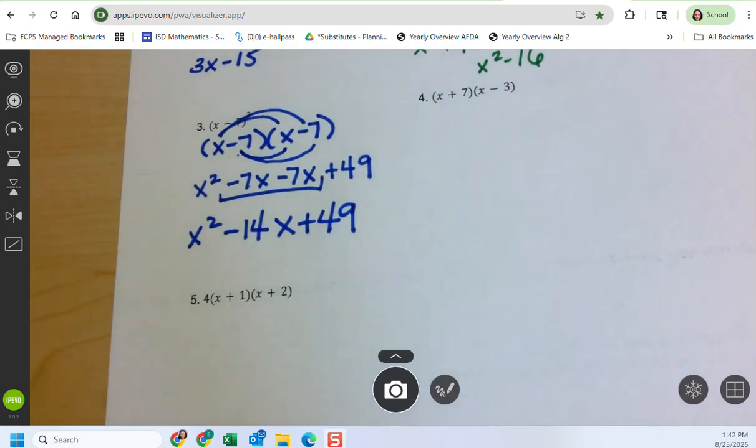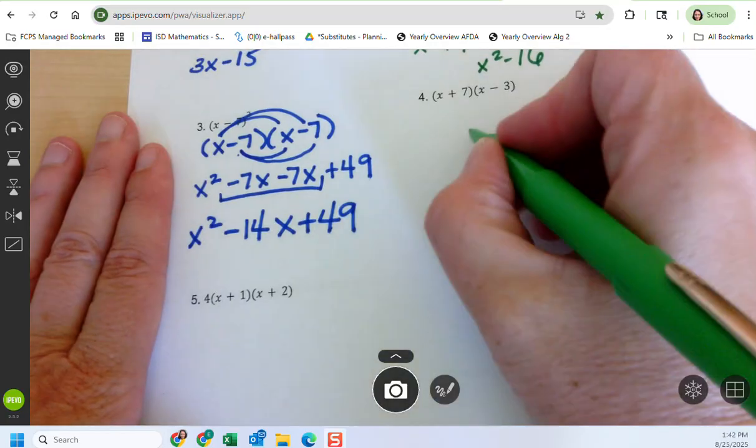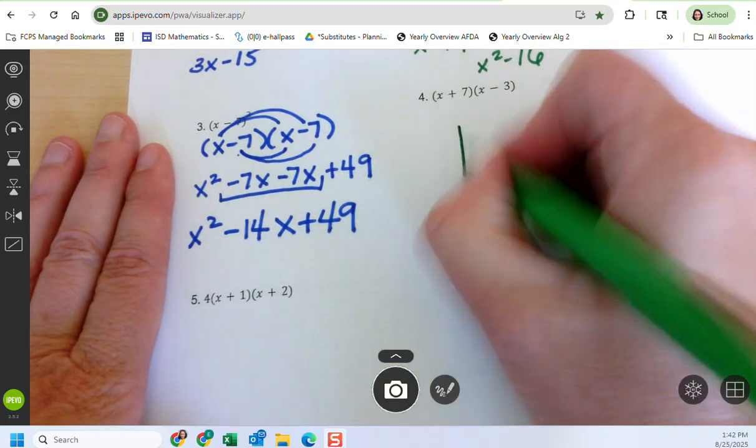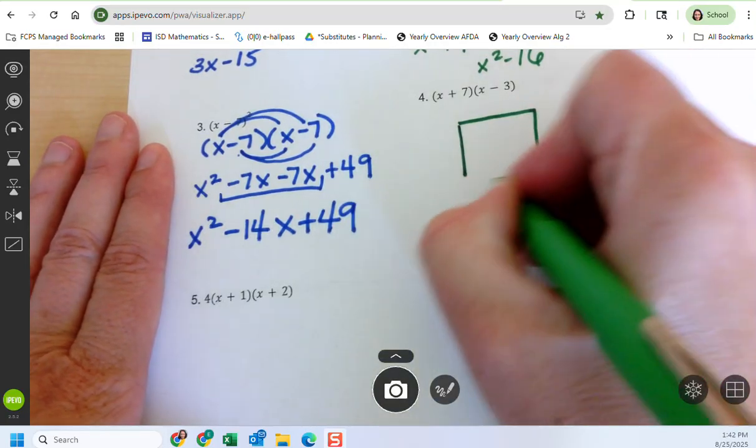Okay. For number 4, I'm going to show you a different technique. Has anybody ever multiplied using the box technique? Anybody? You did? So the box technique is just another way of multiplying. You never have to use the box technique. Some people just like it. So let me show you what it looks like. You make a 2x2 box. Like that.